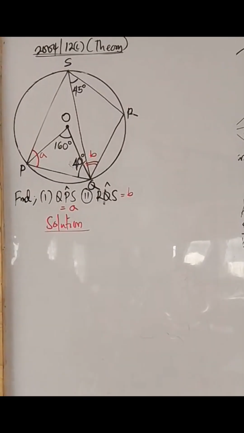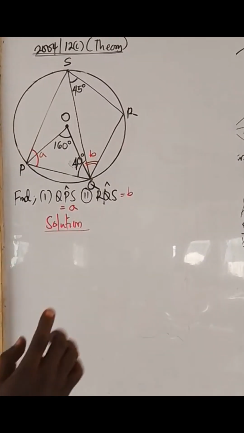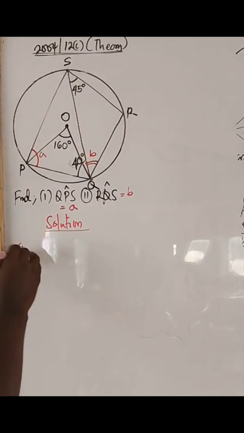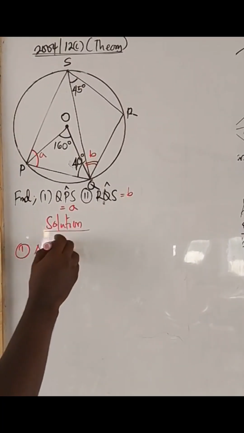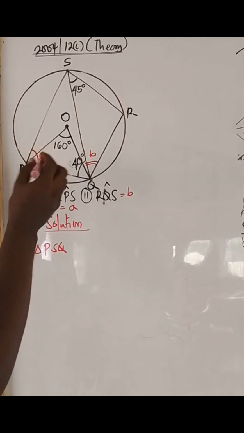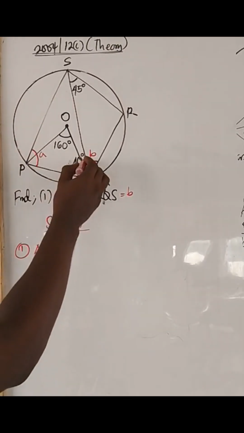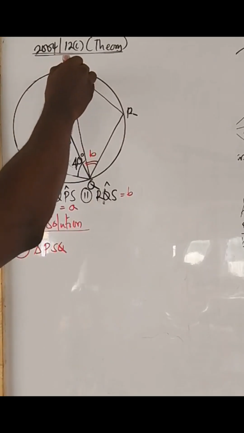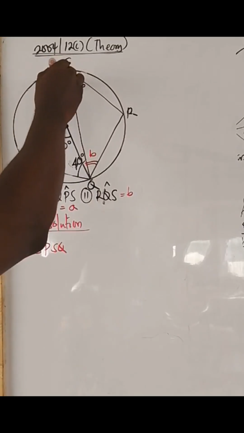To get the value of A is easy. Why? Because from triangle PSQ, we are looking for this angle. We already have this full angle, so if we know this angle here, we are done. And we can actually get this angle here.